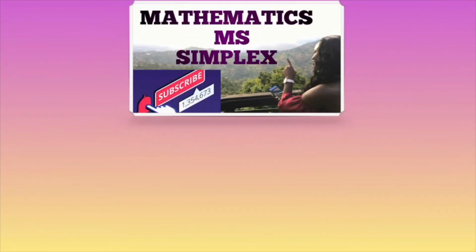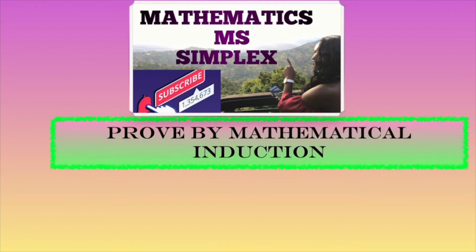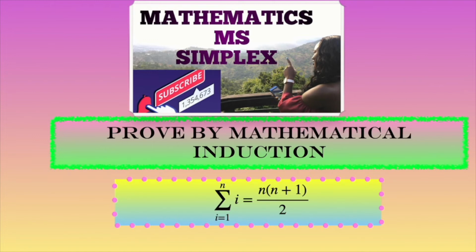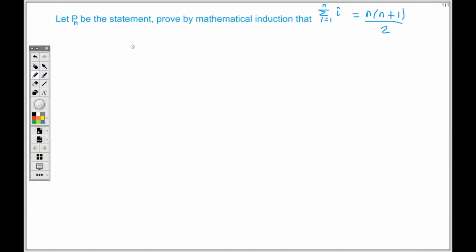Welcome back, guys. Today we will be doing mathematical induction, where I'll be proving that the summation of i from 1 to n is equal to n(n+1)/2. Let P(n) be the statement in order to prove this by mathematical induction. So the statement we're going to prove is that the summation from i equals 1 to n of i is equal to n(n+1)/2. So we can write the statement as what I've stated.